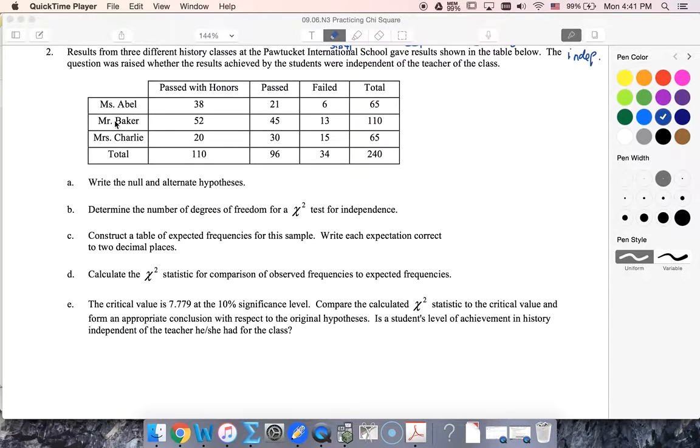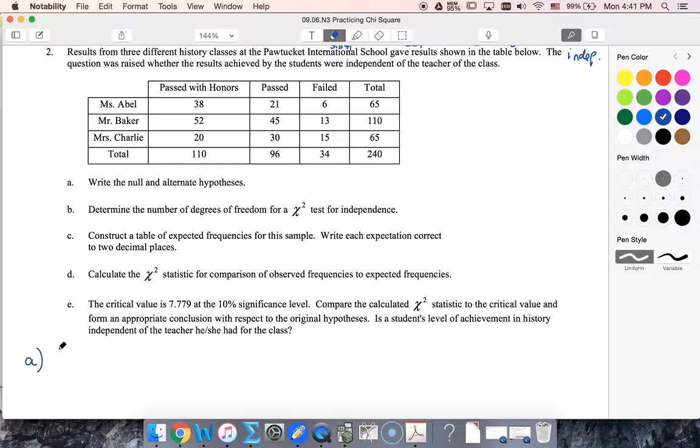All right, we're going to practice with the chi-square test again. So in this case, we've got how students passed, whether they passed with honors, passed, or failed, and who their teacher was. So my null hypothesis is that these things will be independent.